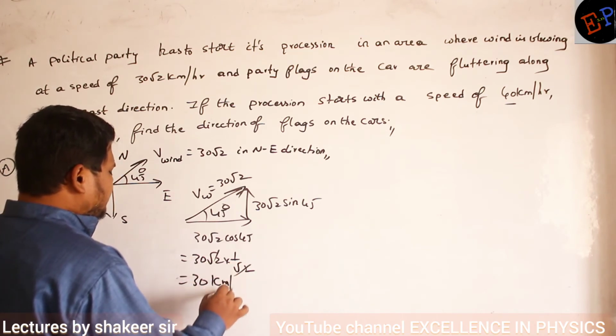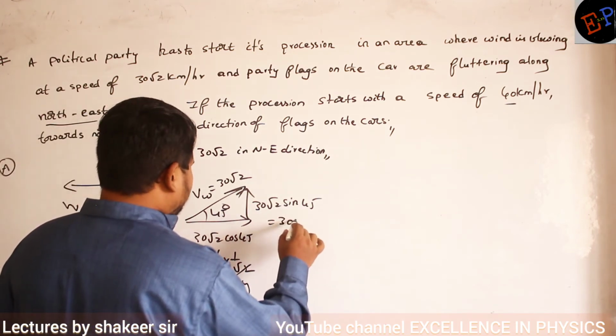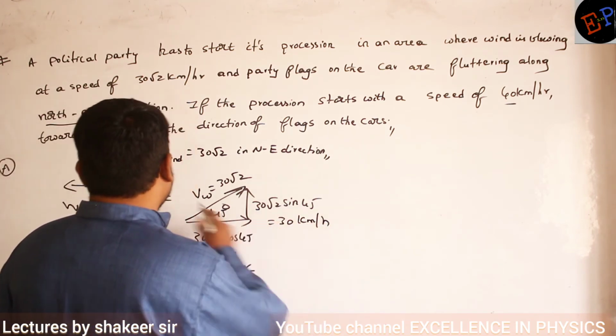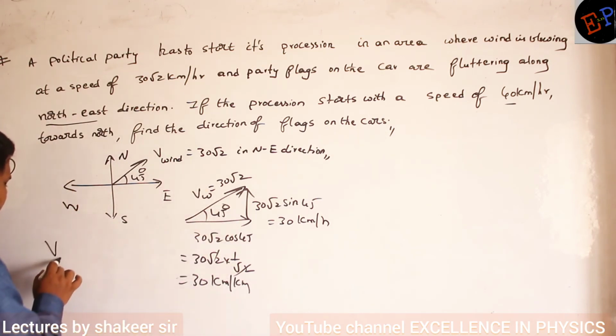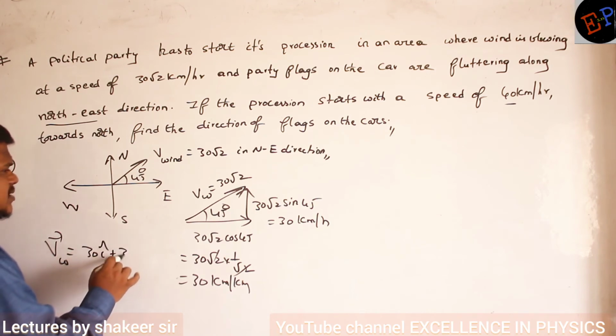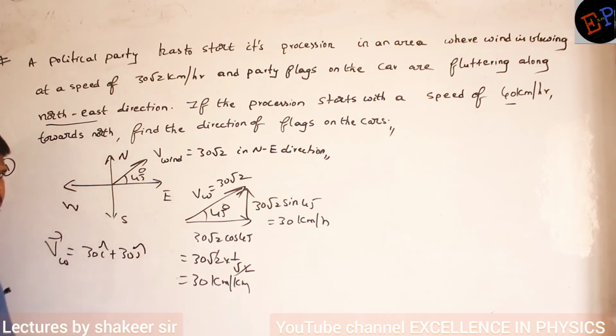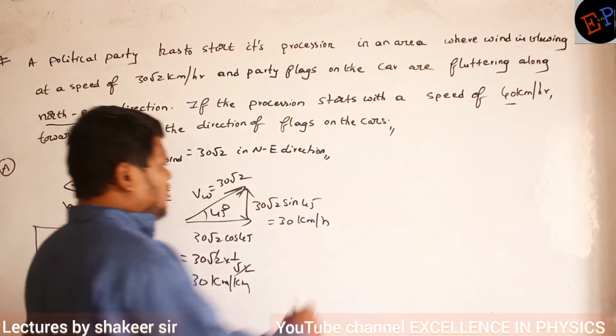So it is 30 km per hour towards the east direction, and this is also 30 km per hour towards the north direction. So this is the velocity of the wind. Clear? So therefore, the velocity of the wind, in terms of vectors, I can write as 30 i cap plus 30 j cap. So this is the velocity of the wind. First of all, I have calculated the velocity of the wind. Are you able to understand? Okay. Now what is happening?